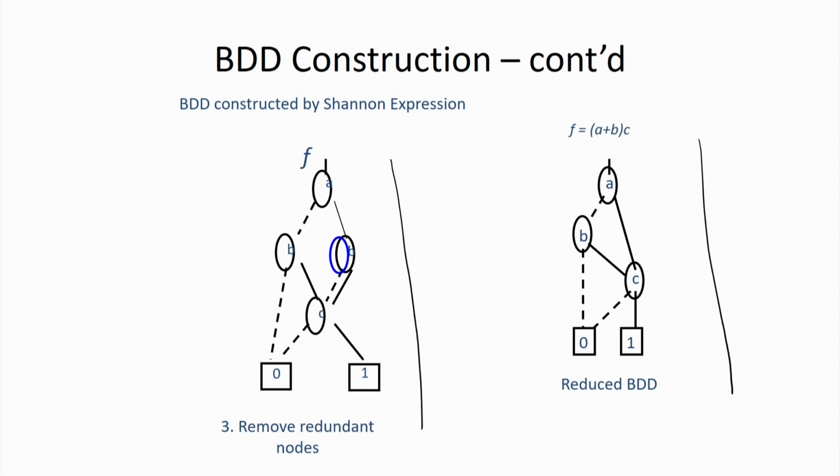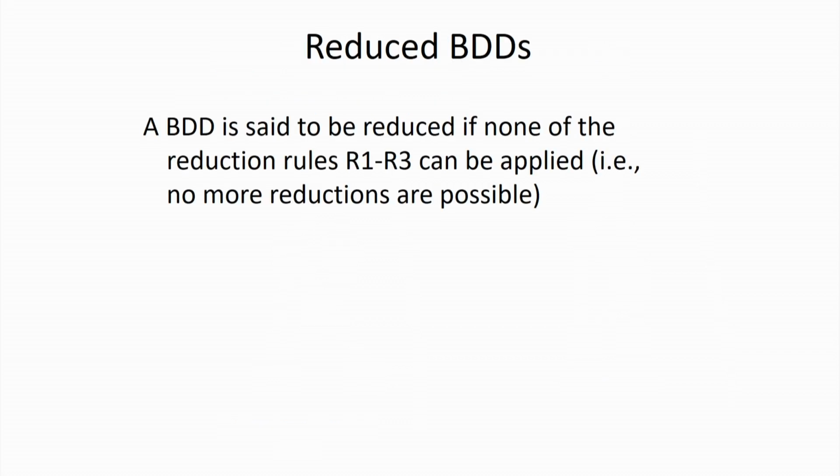Why we have got the same reduced BDD will be clear to you in that particular discussion. So, what is a reduced BDD? Already I have said that a BDD is said to be reduced if none of the reduction rules R1 to R3 can be applied, that is, no more reductions are possible. So, here we cannot apply any more rules. So, this is the reduced BDD of the given function.